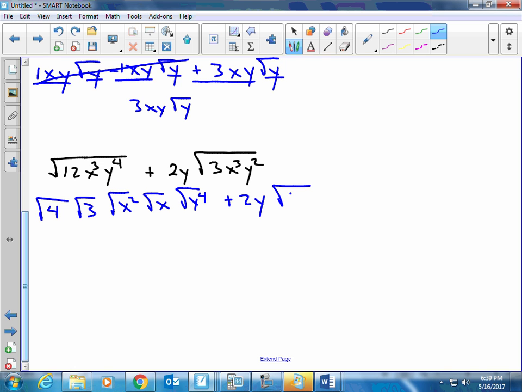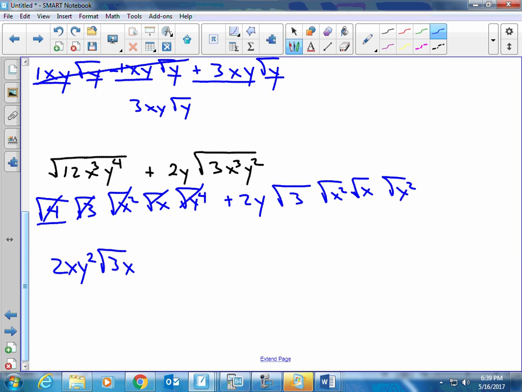3 I can't do anything with. X cubed becomes x squared and x. Y squared is a perfect square. All right, let's work our way back. Square root of 4 I know is 2. Square root of x squared I know is x. Square root of y to the 4th is y squared. I don't know the 3, so I leave it alone, and the x. So we've done all of that.